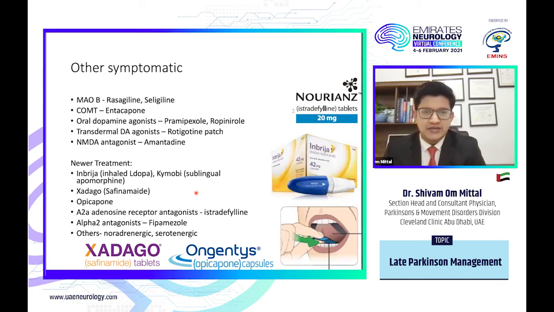I think we are so desperate at this point when we see the patients in the clinic, that any option that can improve the quality of life or can improve the off phase should be used as soon as possible. So these are the new options coming up and some options which are already available.